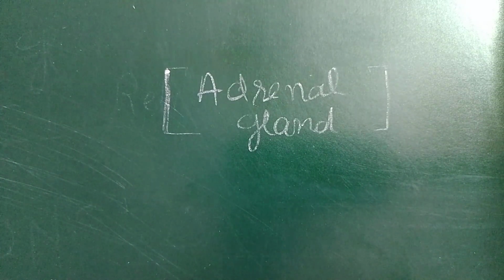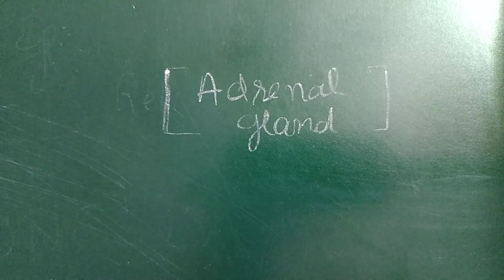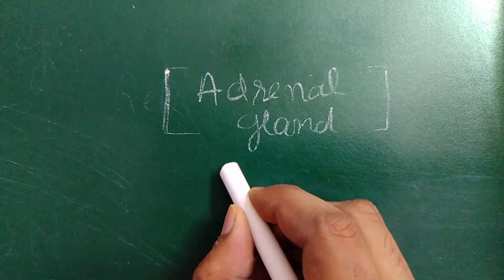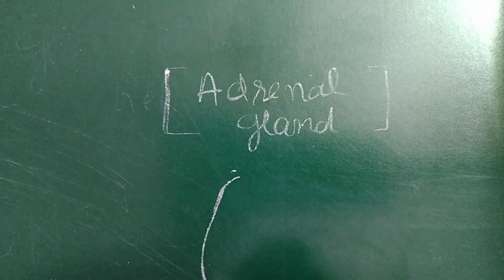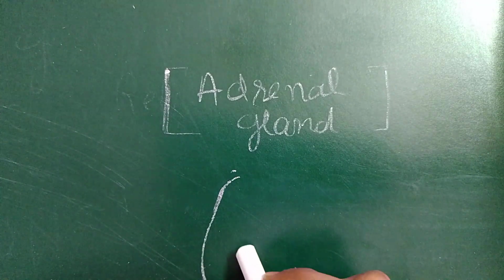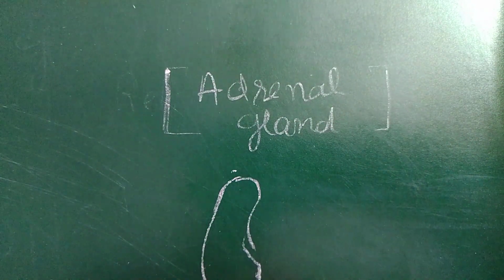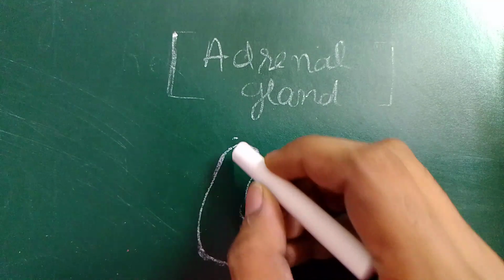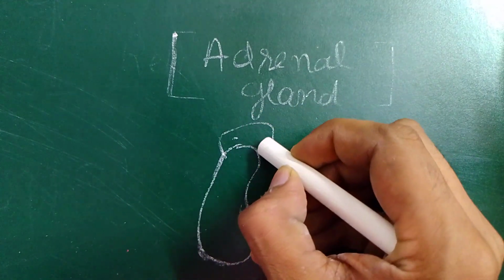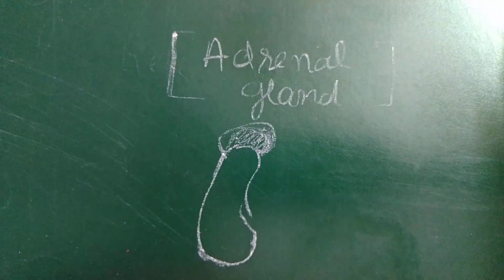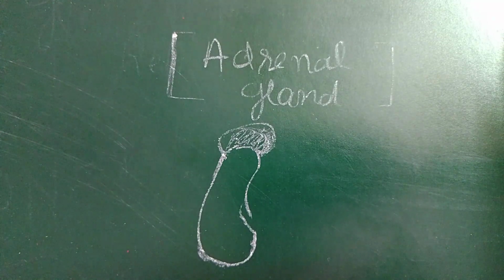As we know, these adrenal glands are present on the kidneys of the human body like this. These are kidneys of human, and these are present on the anterior part of the kidneys. This adrenal gland has two types of tissues.